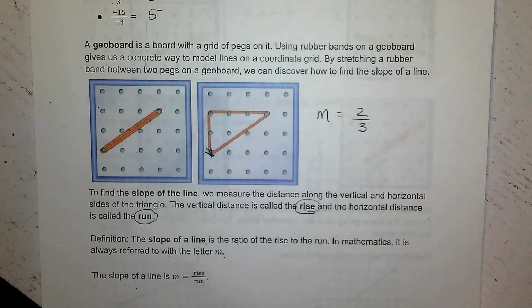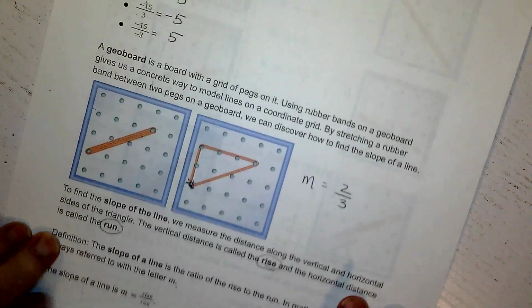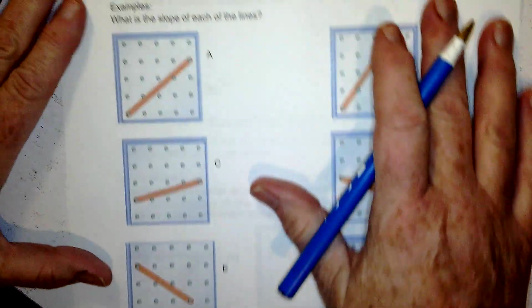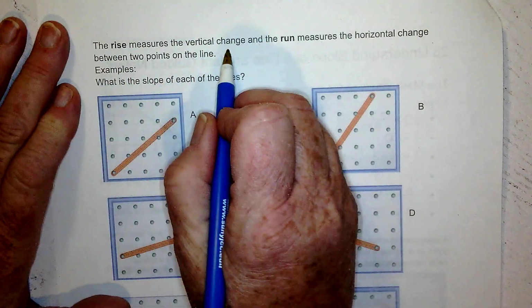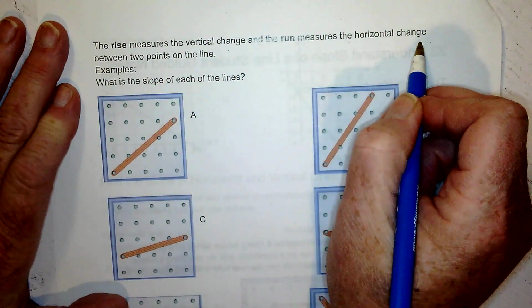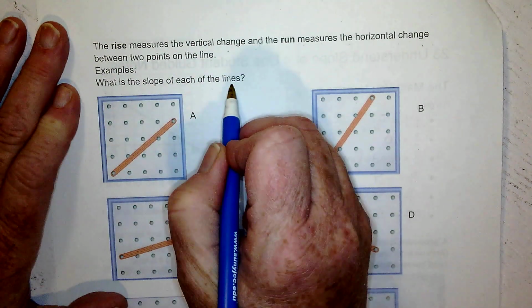Now, one of the things you need to know is you always run to the right. You will never run to the left. Okay, let's keep going with this. So the rest of these on this one, I didn't create that triangle piece. It says the rise measures the vertical change and the run measures the horizontal change between 2 points on the line. So what is the slope of each of the lines?